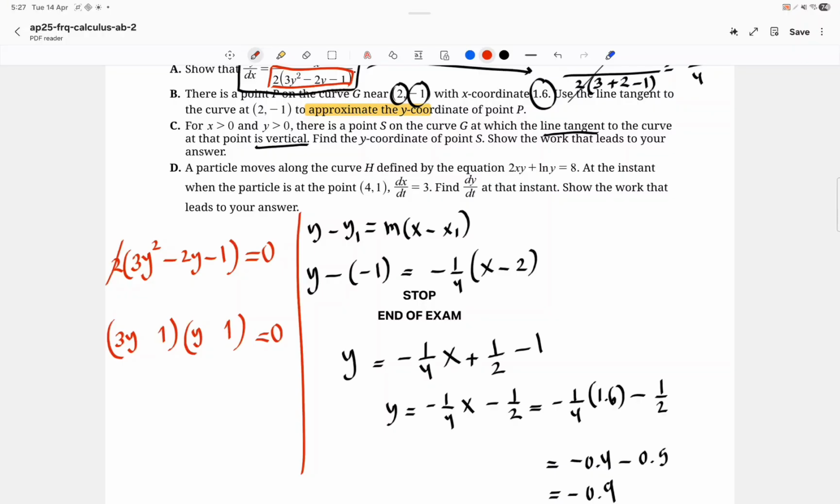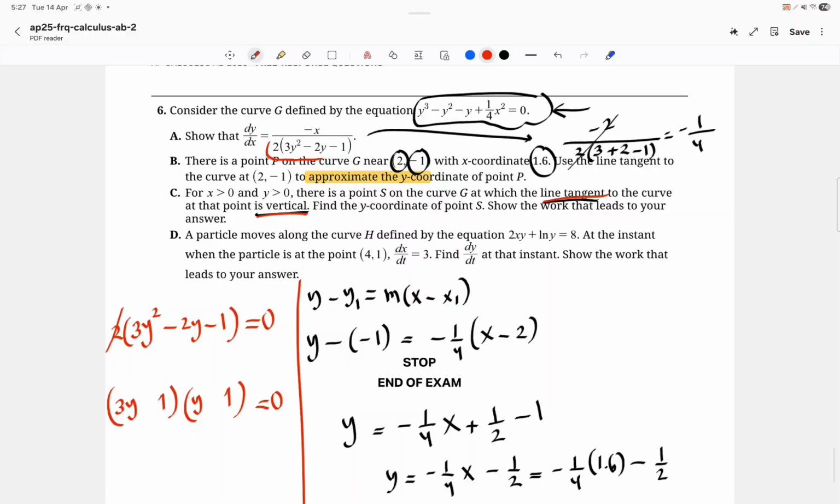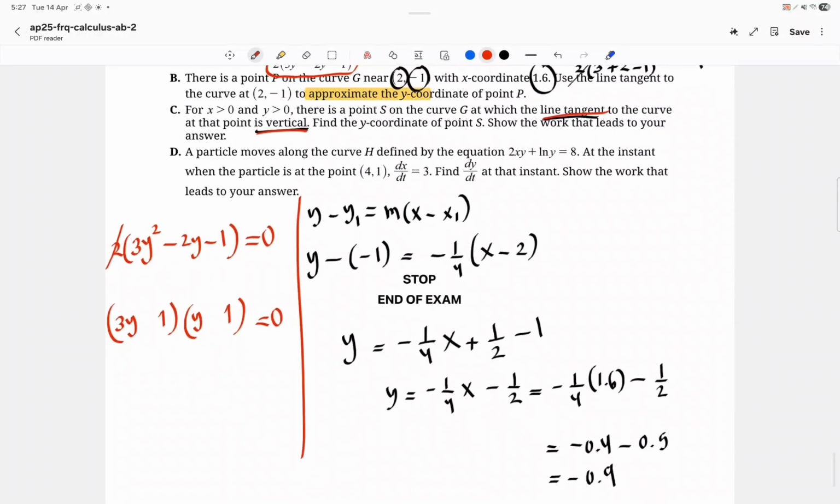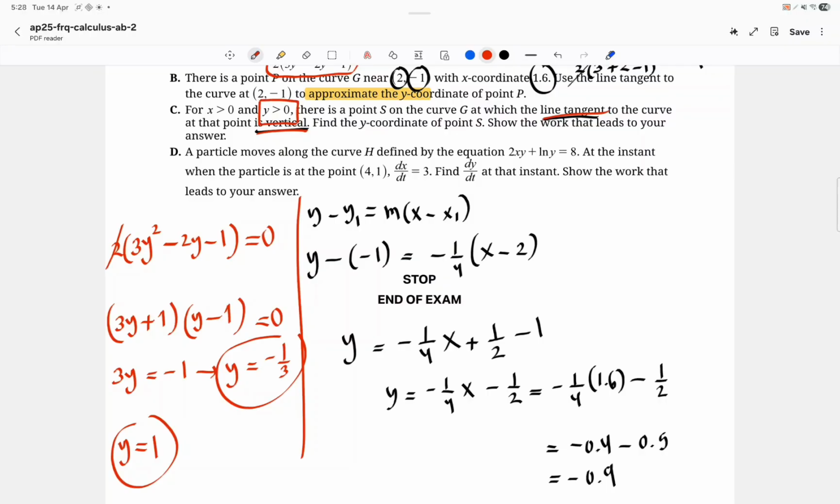Whenever they say the line tangent is vertical and you have dy over dx, equalize the bottom to 0 and try to find the corresponding y value. It's negative in the middle, so basically negative here and positive here. So 1 times 3y is equal to negative 1, which gives y equal to negative a third, and 1 times y is equal to 1. But the question says that you want y to be more than 0, so you ignore the negative and keep y equal to 1.